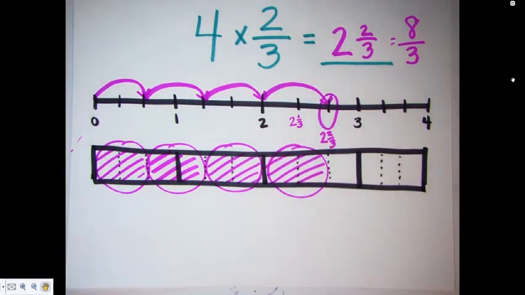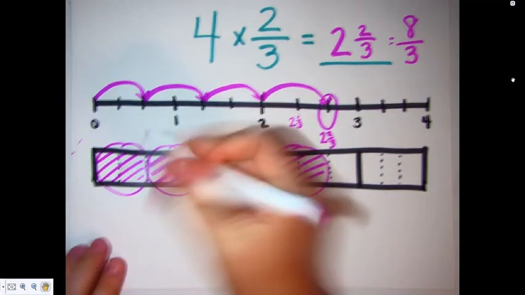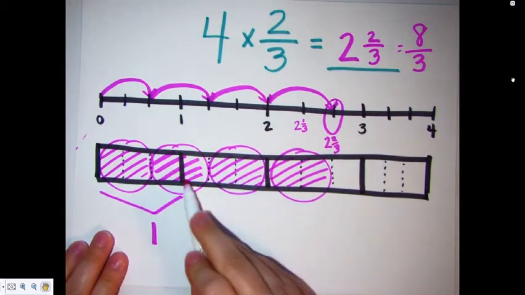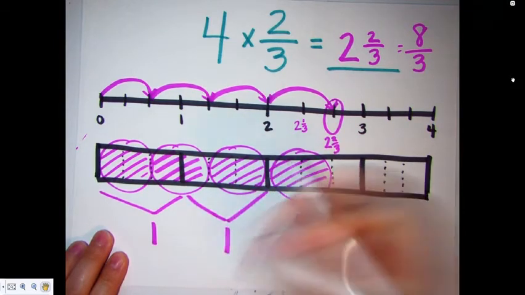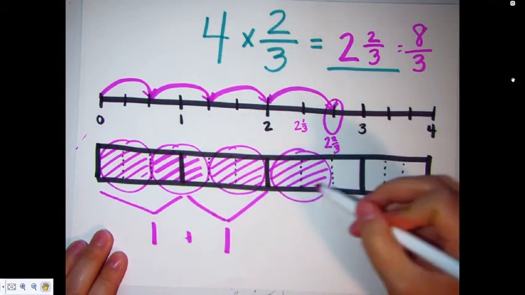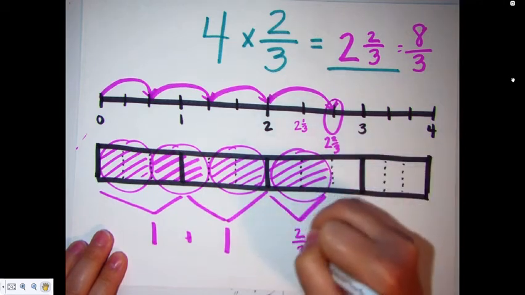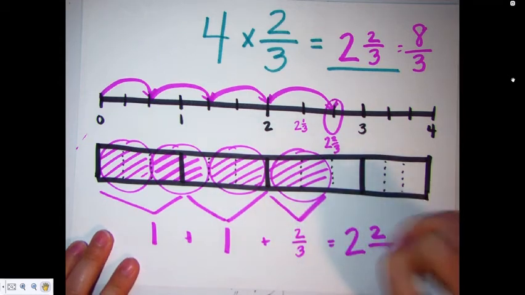Now I need to figure out how much this is really worth. So if I look at this again and go back to where my lines were starting with my groups, this is one whole. This is one. From here to here was another 1. And then I have 2 out of 3, 2/3 here, which would also equal 2 and 2/3.